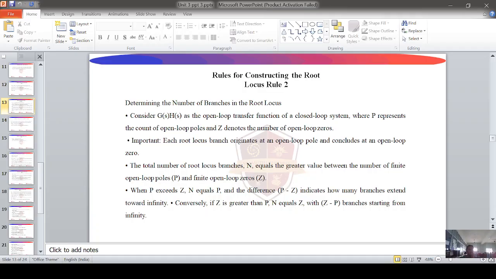The total number of root locus branches N equals the greater value between the number of finite open loop poles and finite open loop zeros. When P exceeds Z, N equals P, and the difference P minus Z indicates how many branches extend toward infinity. Conversely, if Z is greater than P, N equals Z, with Z minus P branches starting from infinity.